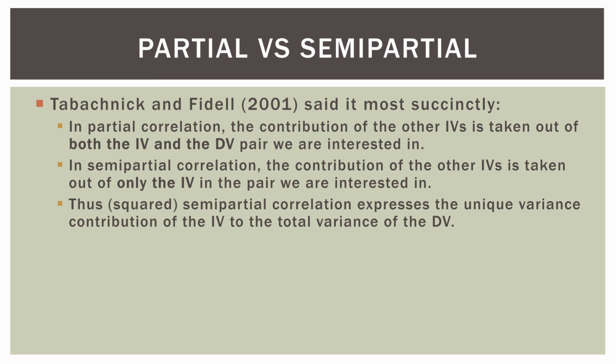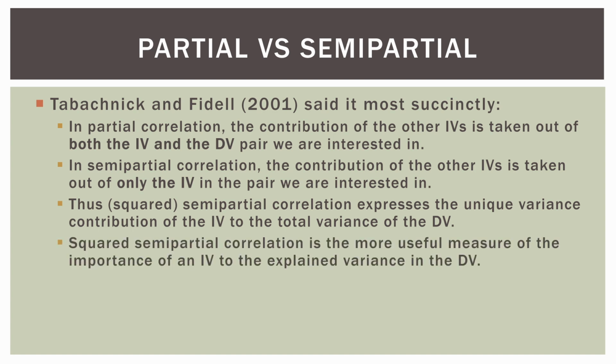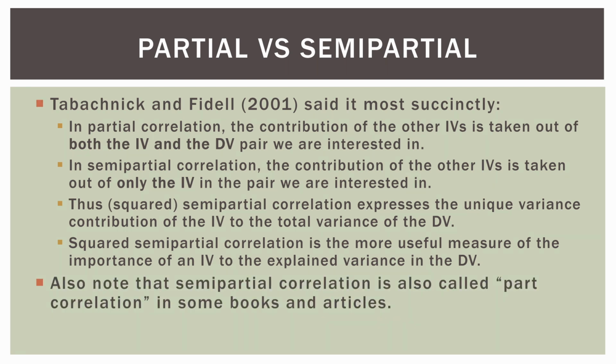Thus, the squared semi-partial correlation expresses the unique variance contribution of the independent variable to the total variance of the dependent variable. And again, this is a lot of definitions and jargon, but when we see the visuals, this will become much more concrete. So the squared semi-partial correlation is the more useful measure of the importance of an independent variable to the explained variance in the dependent variable. Now also note that the semi-partial correlation is also called part correlation, so you may see it referred to as that, part correlation, in some books and articles.